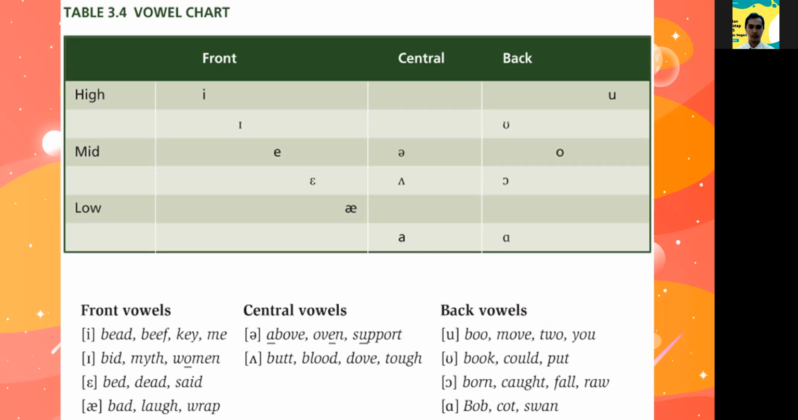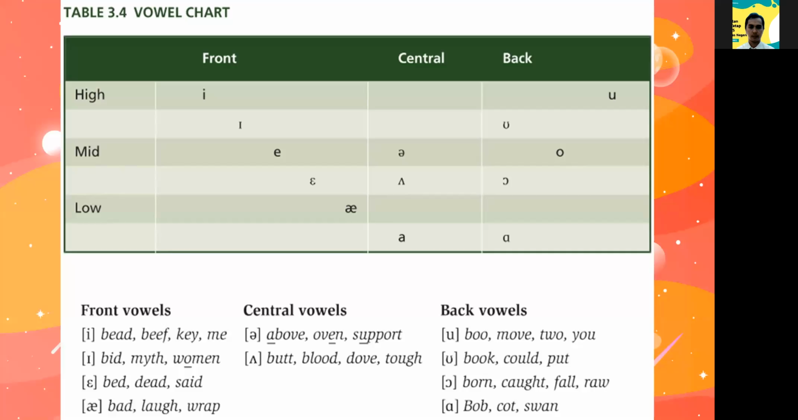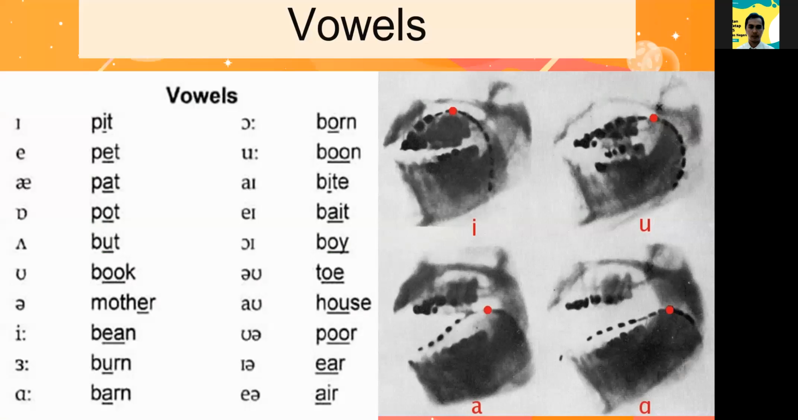Thus, for example, when you pronounce heat and hit, we talk about high front vowels, because the sound is made with the front part of the tongue in a raised position. When you talk about the vowel sounds in Bob, cot, and swan, you talk about the back positions and decreasing positions. So these are some examples. Look at the picture here.